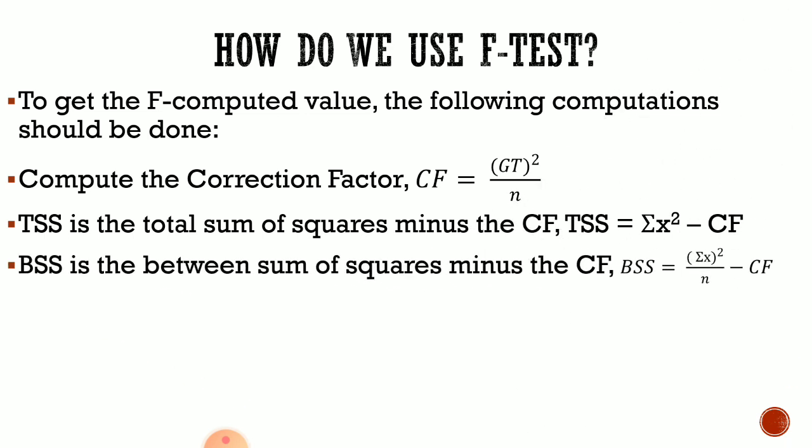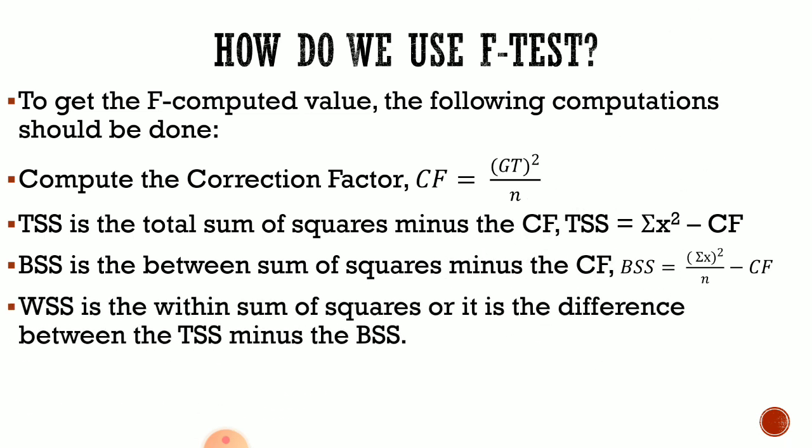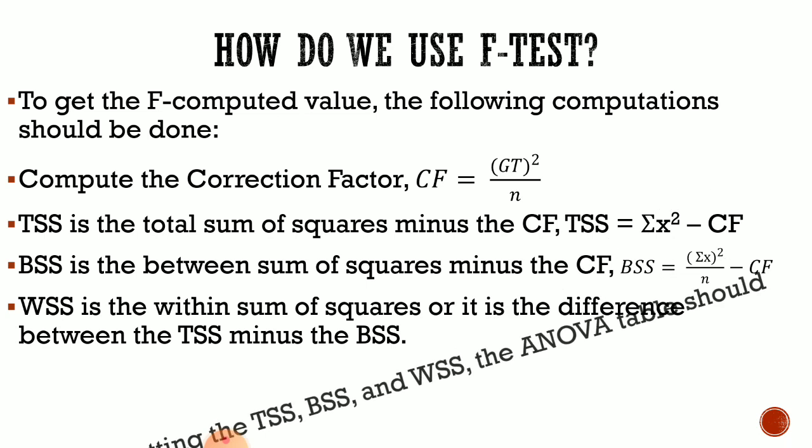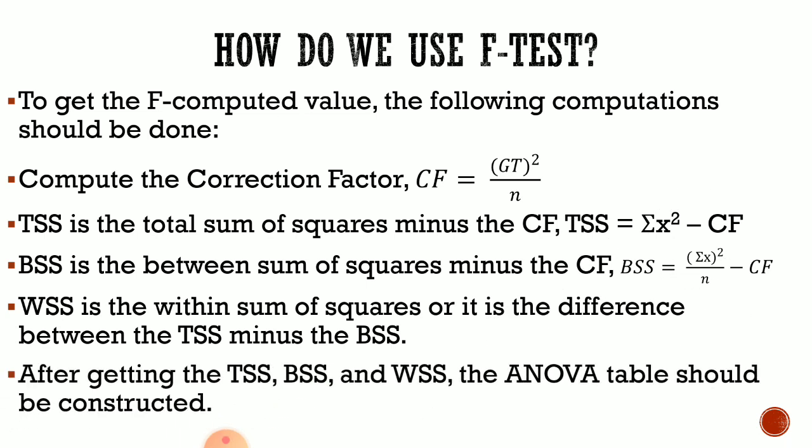Next is the BSS, or the between sum of squares. BSS is equal to the summation of x squared divided by n, minus CF. Next is the WSS, or the within sum of squares. It is the difference, TSS minus BSS. Then, after getting the TSS, BSS, and WSS, the ANOVA table should be constructed.